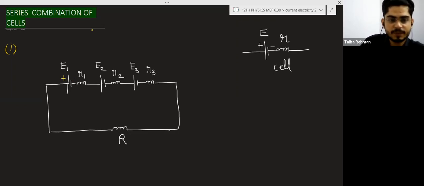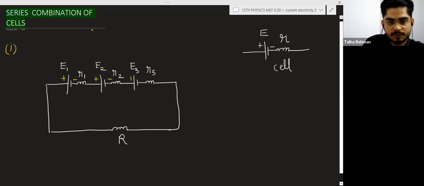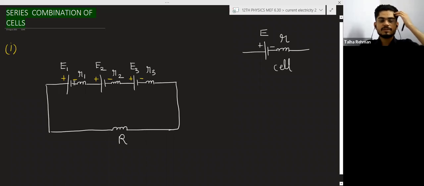I will explain it. Negative, this is positive, this is negative. So you can see here, the negative terminal of one cell is connected to the positive terminal of the next, and again the negative terminal of one cell is connected to the positive terminal.